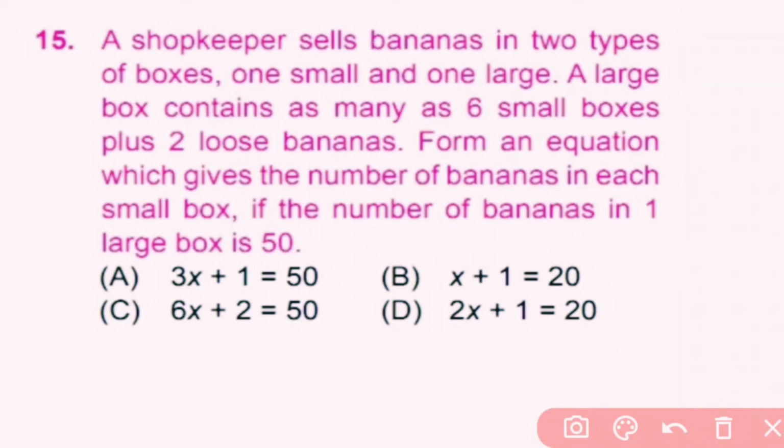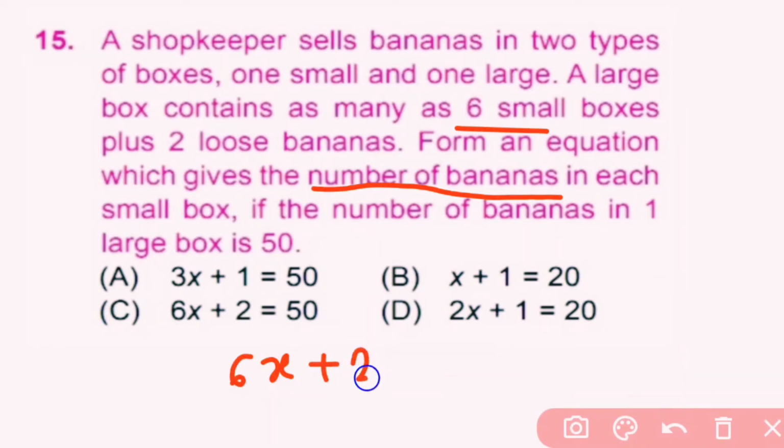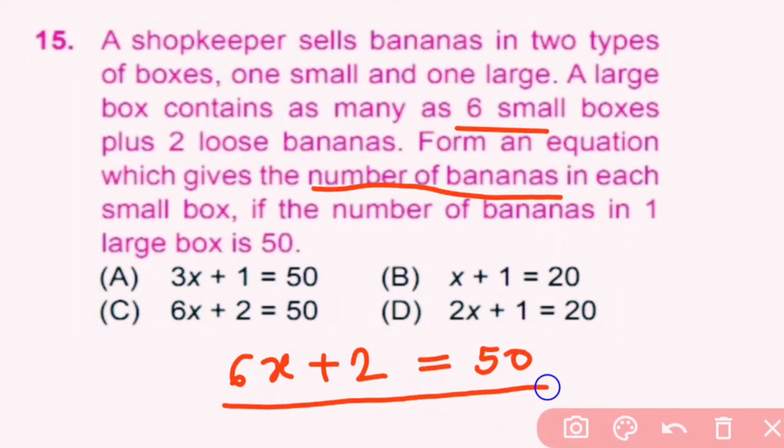box is 50. So here we consider the number of bananas as x, and according to this question the large box contains 6 small boxes, meaning 6x, plus 2 loose bananas, meaning plus 2, and the total bananas in one box is 50. So our equation is 6x plus 2 is equal to 50.